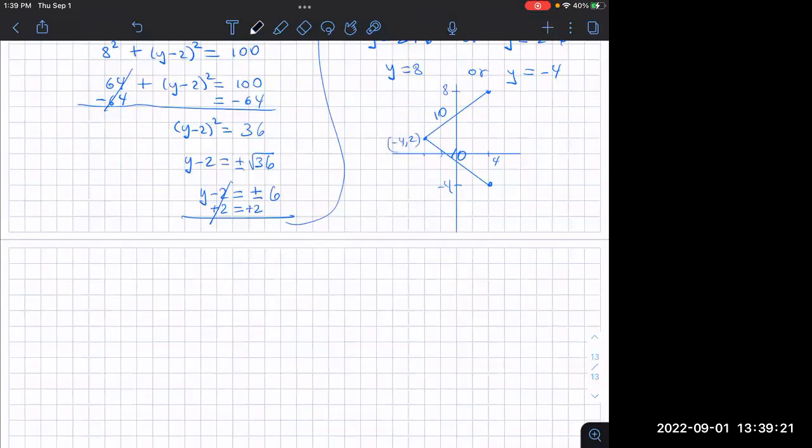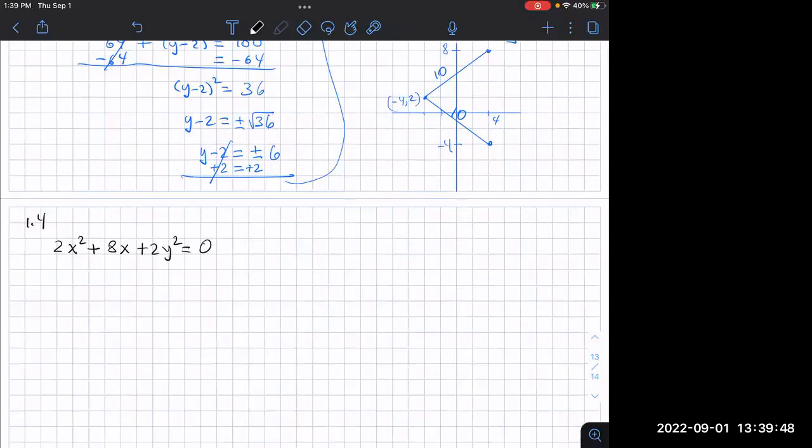So it's 2x² + 8x + 2y² = 0. So this is still 1.4. Find the center, find the radius, graph, and find the intercepts. Is that correct? Yes. Okay.